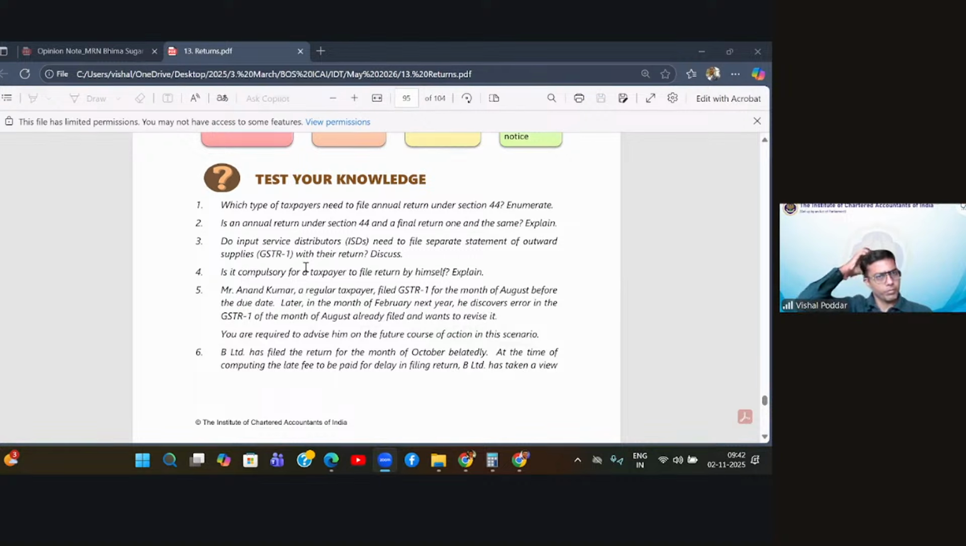Is it compulsory for a taxpayer to file the return by himself? Explain. Yes, anybody? No, sir. A tax practitioner can file. Correct. So if a taxpayer wants, he can authorize through the portal a person to be treated as his GSTP, and then that person can prepare and file the return on behalf of the taxpayer. Correct. Next question.